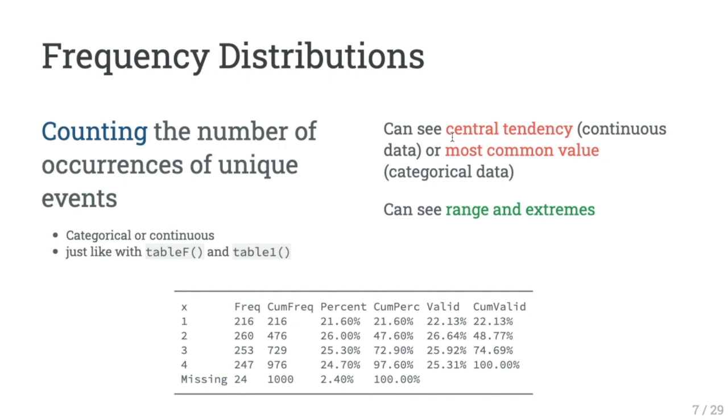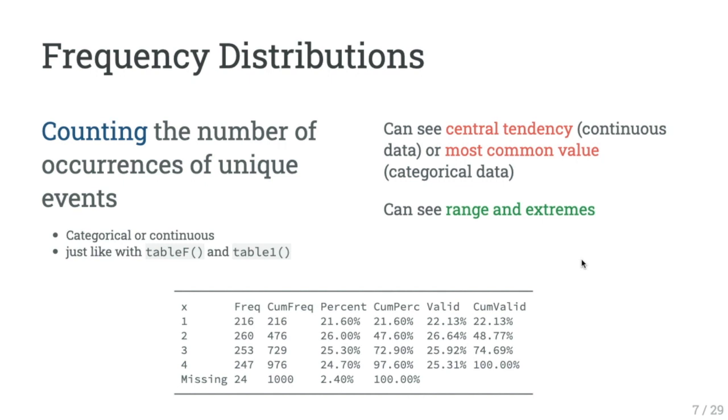This output right here in this table that you see, this is from table F, and you get the variable name, the possible levels, and missing values, the frequency of those. So you got 216 of 1, 260 of 2, etc., and then there's 24 missing, the cumulative frequency, the percent, etc. What's nice about this is you can start to see central tendency.